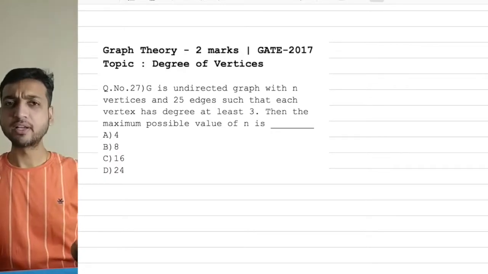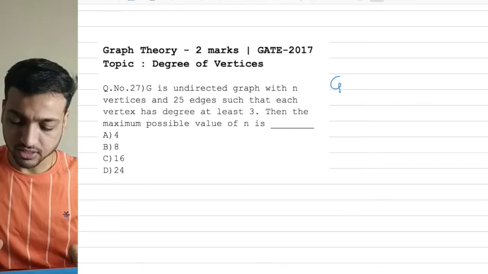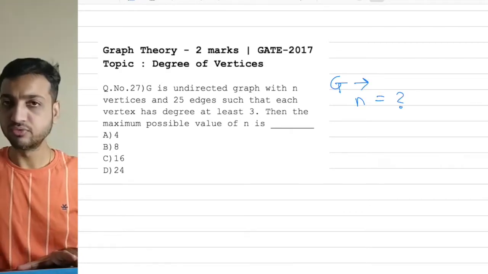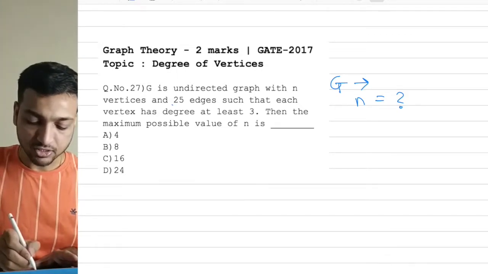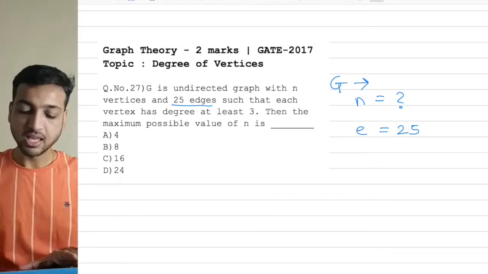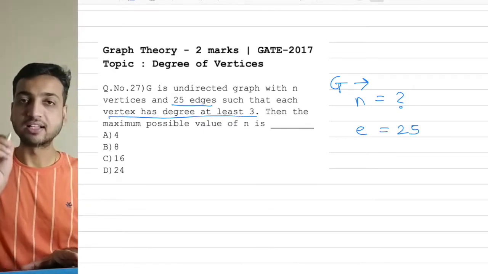So first, let's quickly make a note of the information that has been given to us. So our graph G has n vertices, which is unknown, we don't know the value of n, and it has 25 edges. So the total number of edges is 25, and very important, every vertex has a degree of at least 3.